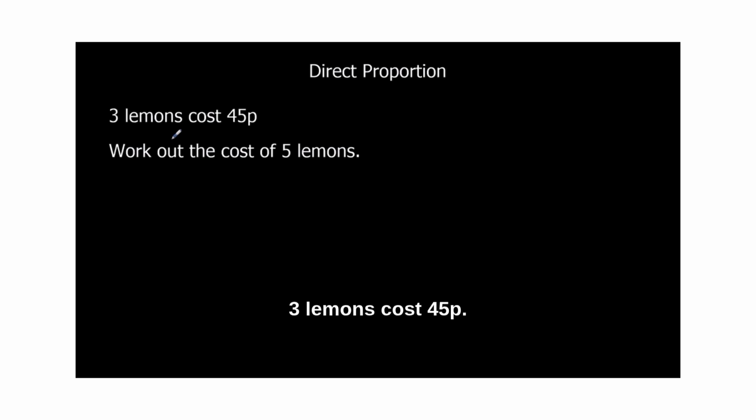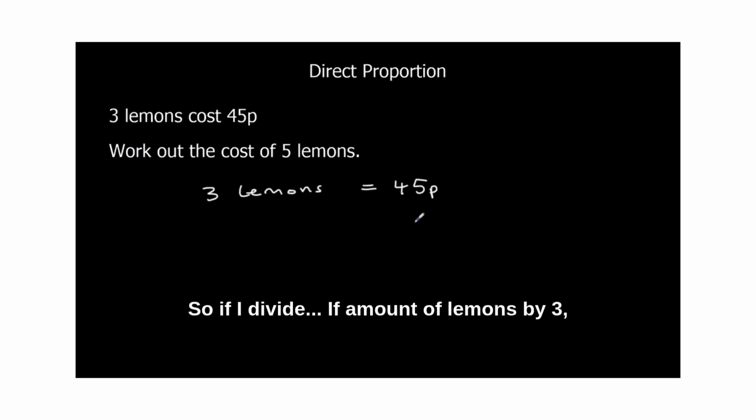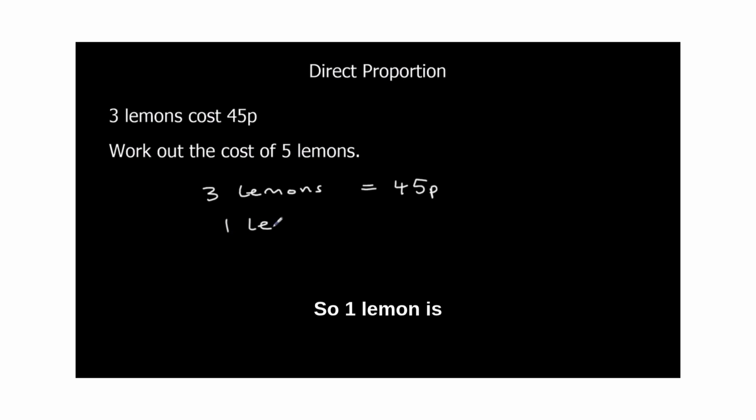So here's a question. 3 lemons cost 45p. Work out the cost of 5 lemons. So what we can do here is we can work out the cost of 1 lemon. So 3 lemons cost 45p. If I divide the amount of lemons by 3, the cost will be divided by 3. So 1 lemon is 45 divided by 3, which is 15p.